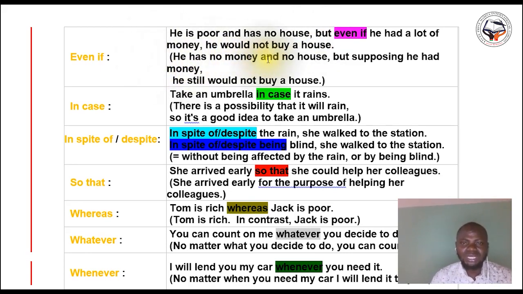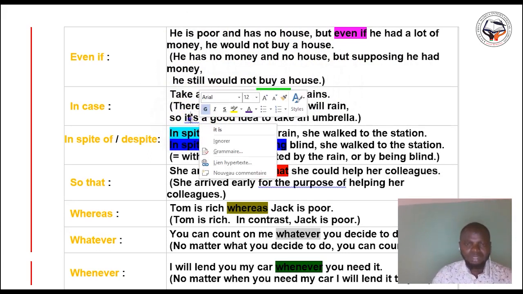So he has no money and no house, but supposing he had money, he still would not buy a house. This is the explanation of the example. Okay, so let's continue.